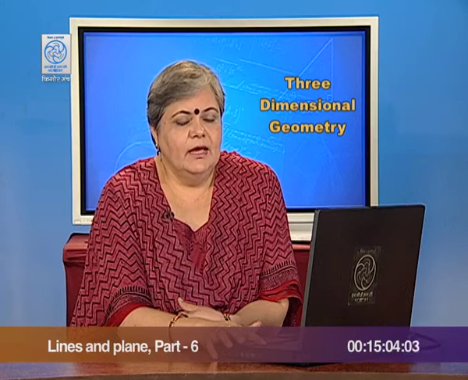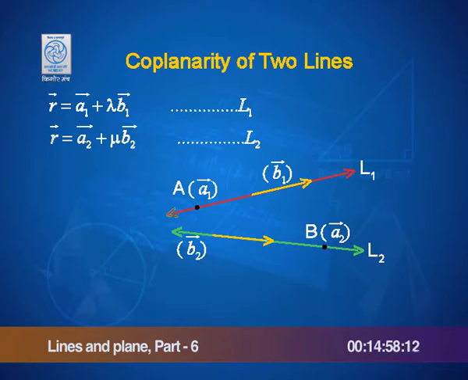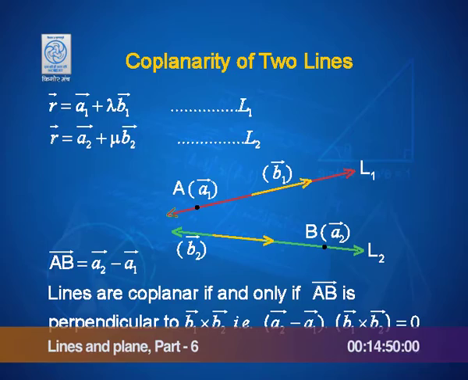Knowing that the line L1 passes through A and line L2 passes through B, if I can show that the vector AB, which is nothing but A2 minus A1 vector, is perpendicular to B1 cross B2, will that let us conclude that the lines are coplanar? Because the vector B1 cross B2, which is perpendicular to B1 and B2, is also now perpendicular to the vector AB, and therefore the two lines, L1 and L2, must be in the same plane.